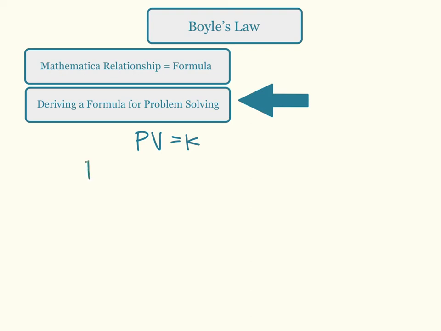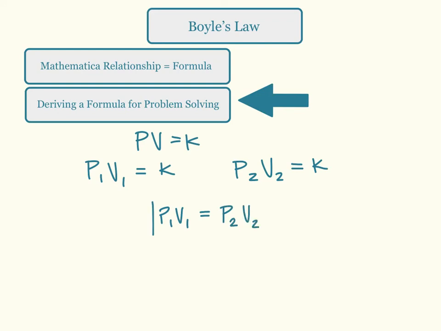We can call those pressure 1 times volume 1 occurring at the same moment. That will equal a K. And so will pressure 2 times volume 2 at the same moment. Those two quantities together will multiply to equal K. Using substitution, we can make ourselves a nifty equation commonly found in high school chemistry textbooks. Pressure 1 times volume 1 equals pressure 2 times volume 2.